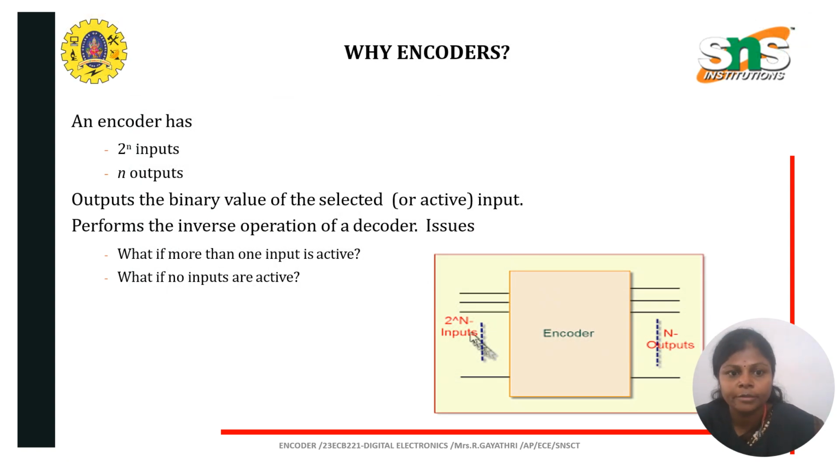Then why are we going for encoders? When we have 2 power n multiple inputs and we need only n outputs, in this case the encoder circuit will be used. The binary value of the output will be selected depending upon the active input, and in the encoder no selection line is used, compared to multiplexers and demultiplexers, and it performs the reverse operation of decoding.